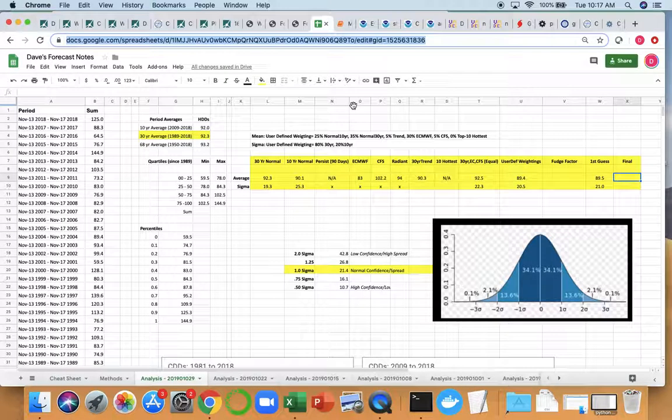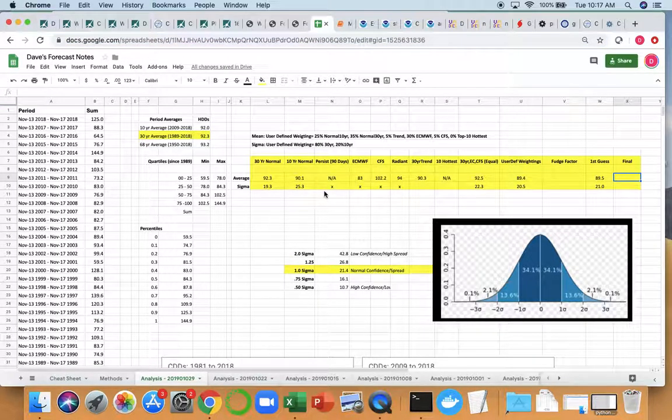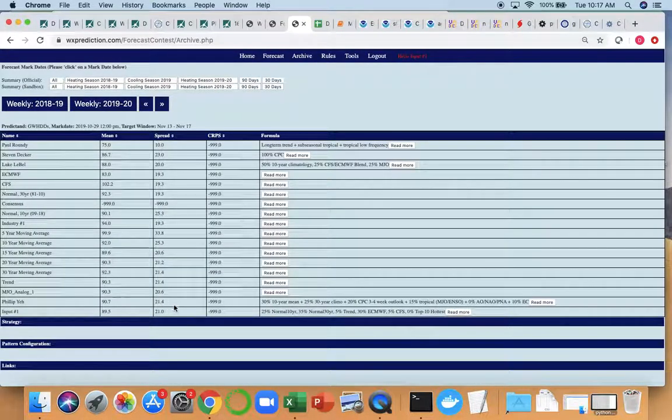So just a last look here at my formula for today. You can find it always on our spreadsheet that we provide through the forecast contest, and you can get complete transparency into how I come up with my numbers here. But it worked out based on the formula, as we talked about earlier, to about 89.5 in terms of HDDs, and 21 in terms of the spread. And you can also see that down here.